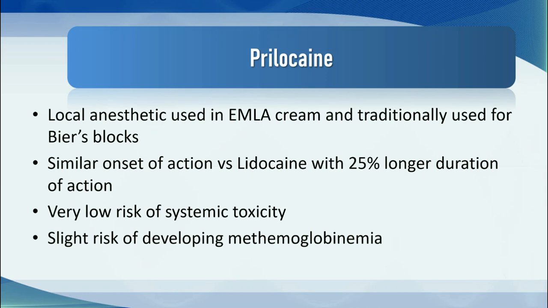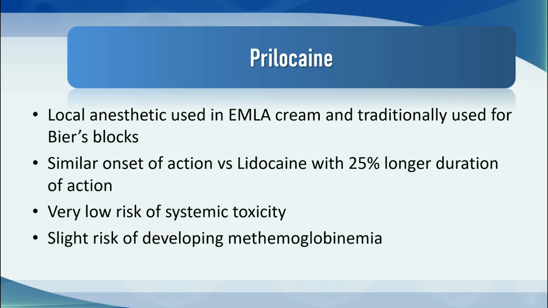Prilocaine is an agent that's been around for a long time, but it's not used as much as it used to be, though I see a small resurgence of its use now. You will see it as a topical local anesthetic in the eutectic mixture of local anesthesia, which is used for children to, for example, numb the back of their hands as a mixture of prilocaine and lidocaine. A gel is put on the hand and it numbs the skin. It was also traditionally used for Bier's blocks, that's intravenous regional anesthesia.